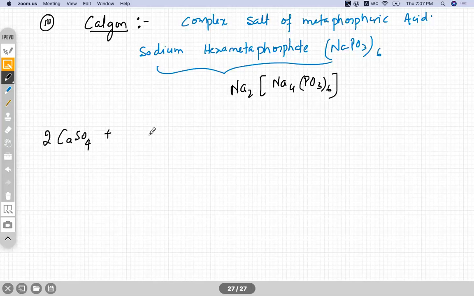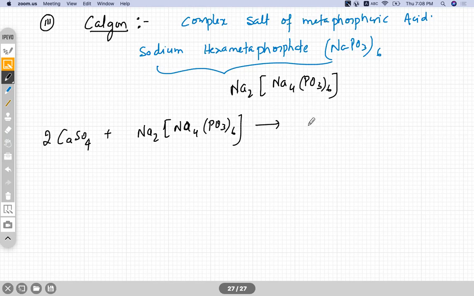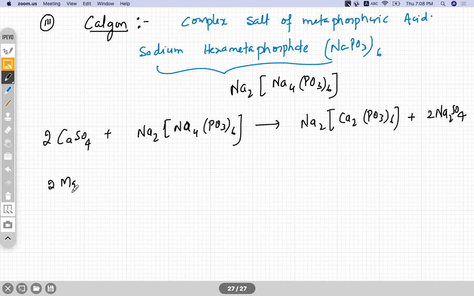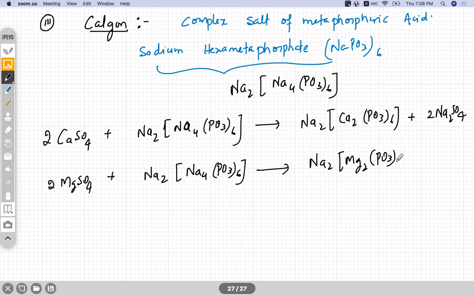2CaSO4, sulfate of calcium, reacts with this Na2[Na4(PO3)6]. It converts into Na2[Ca2(PO3)6], plus we get 2Na2SO4, sulfate removed. If you have MgSO4, with Na2[Na4(PO3)6], it converts into Na2[Mg2(PO3)6] plus 2Na2SO4. This is the reaction we get.